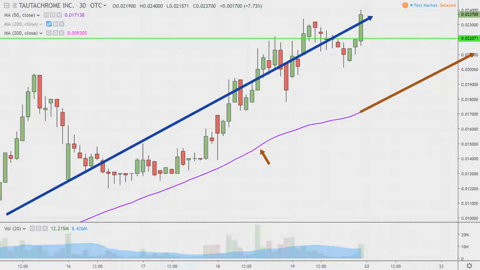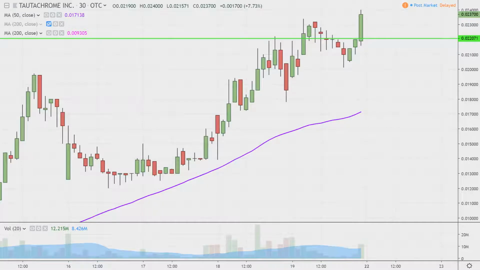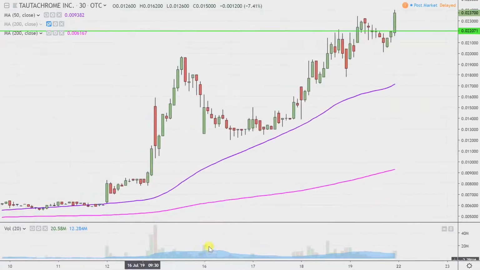As far as levels of resistance are concerned, the more I think about it, they just don't matter. What do I mean by that? Well, what matters is this right here. So let me offer up a little bit more context.